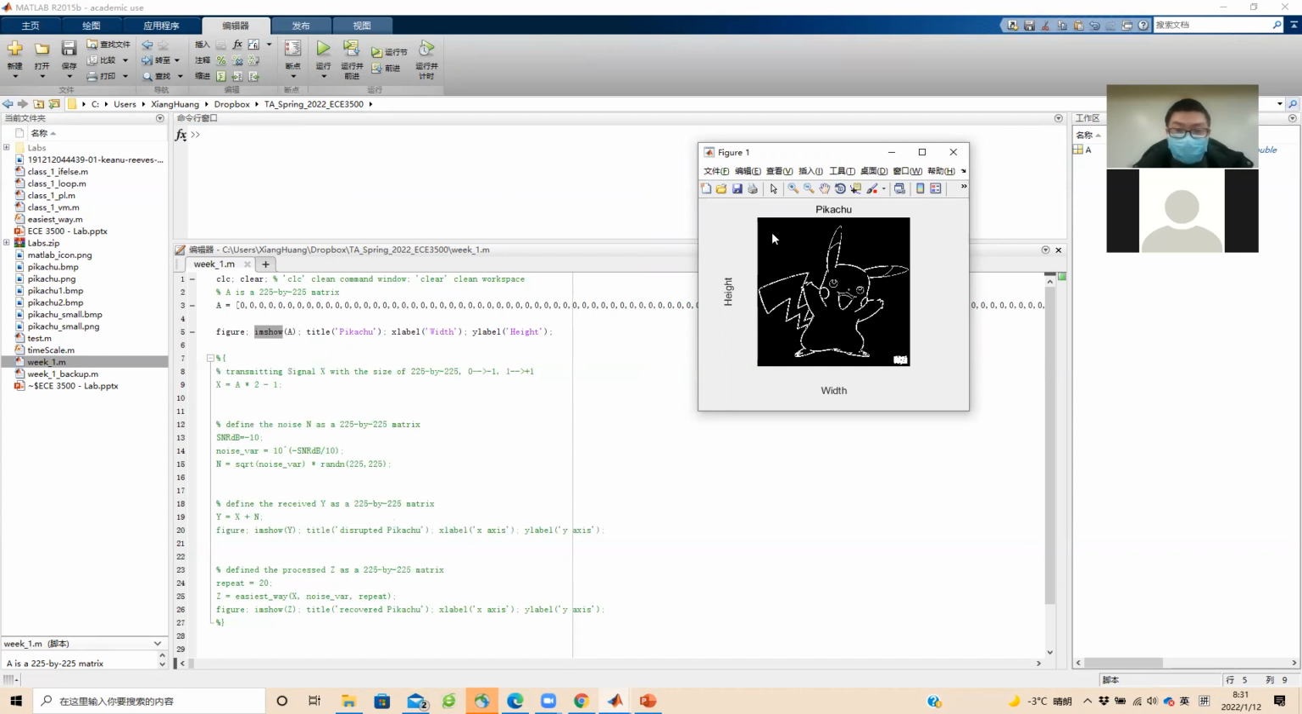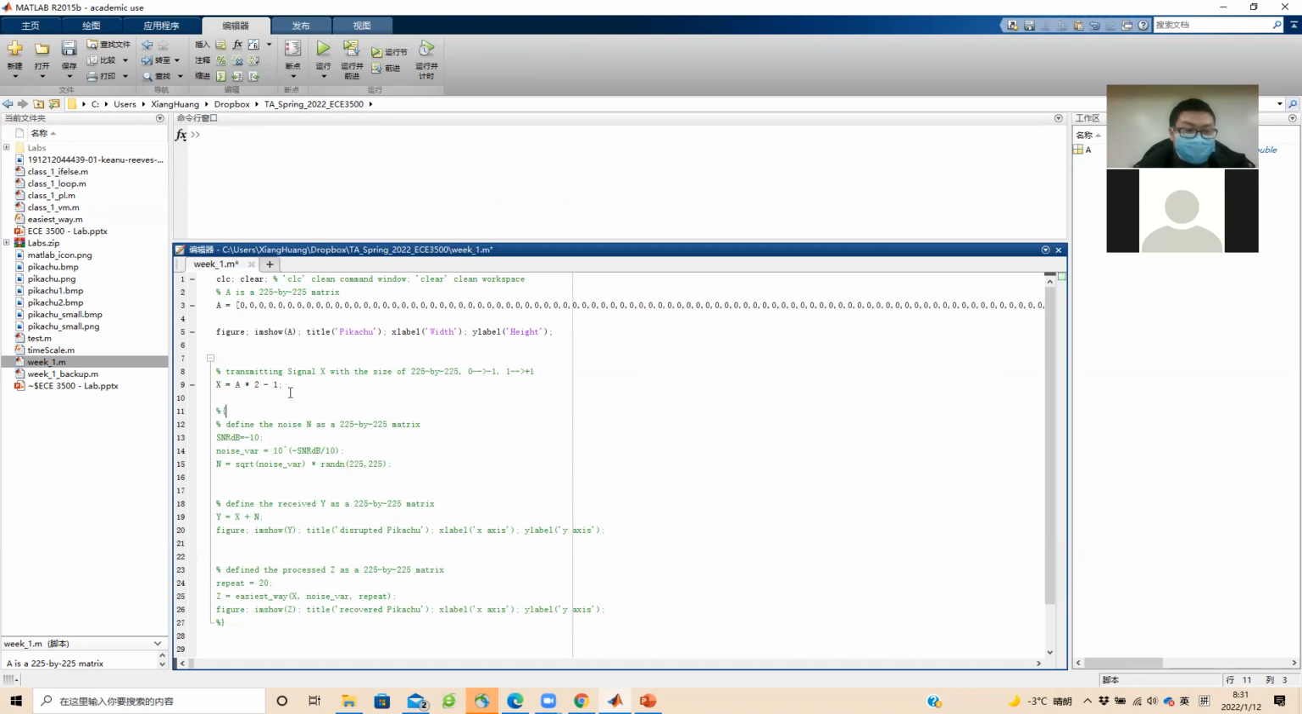However, before transmitting, what we want to do is modulate, do some modification to make this information into signals. Here I have done this modification on the matrix A. Every value in this matrix is 0 or 1, but after I do the modulation, each 0 has been changed into -1, and each 1 has been changed into positive 1.